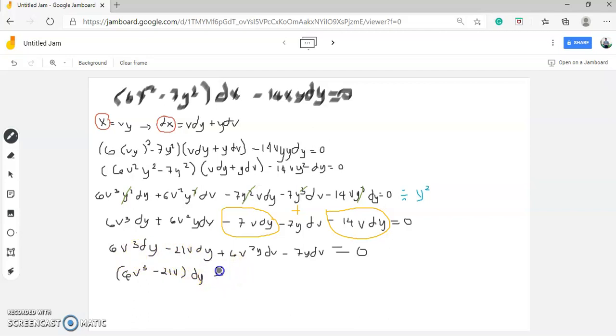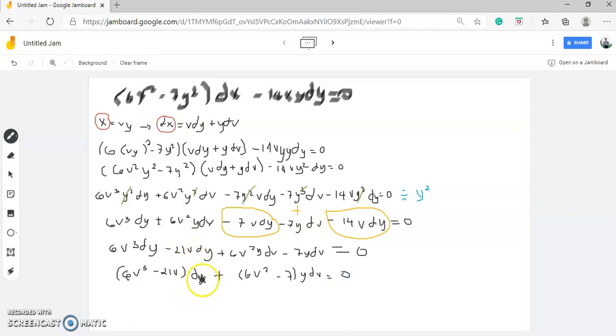In here, this term has a common factor, which is the y dv and y dv for this. So we could move this one outside. So we have 6v squared minus 7 times y dv equals 0. So let's check.